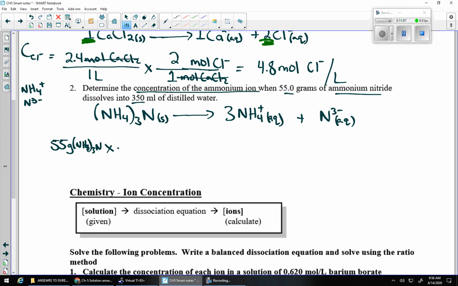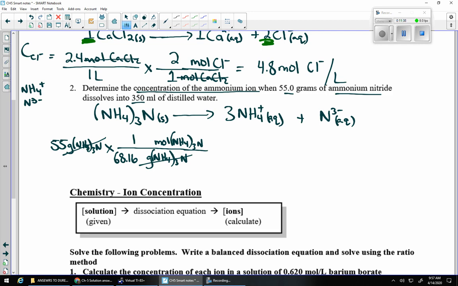So what I want to do now is multiply this. I'm getting rid of grams, and in particular, it's grams of (NH4)3N, so that's our ammonium nitride. And I want to end up with moles of (NH4)3N. Perfect. So grams of this whole thing cancels with grams of that whole thing. Now I know that it is 68.16 grams for every 1 mole.